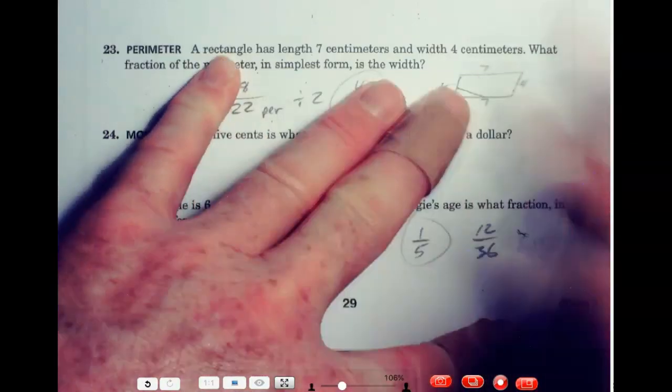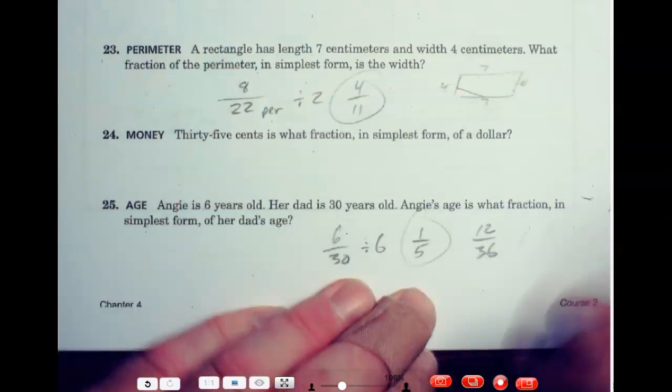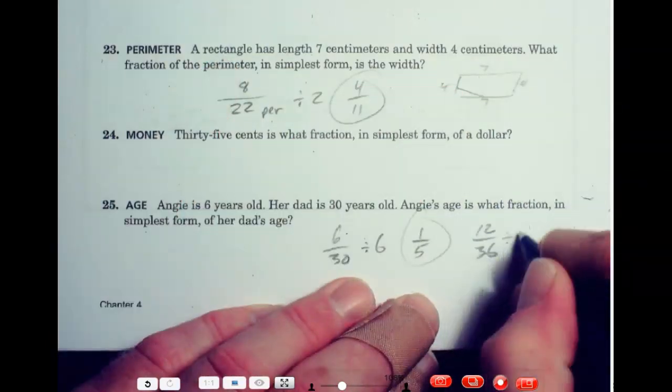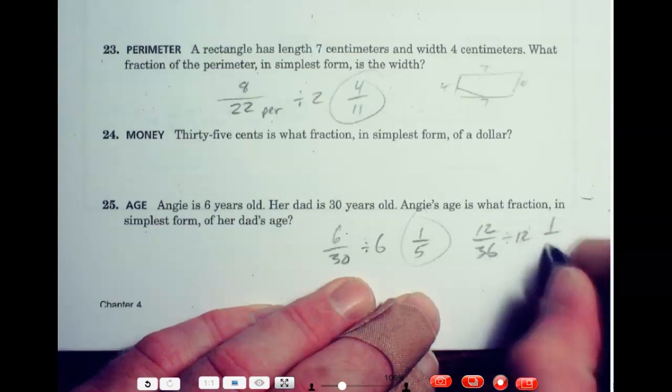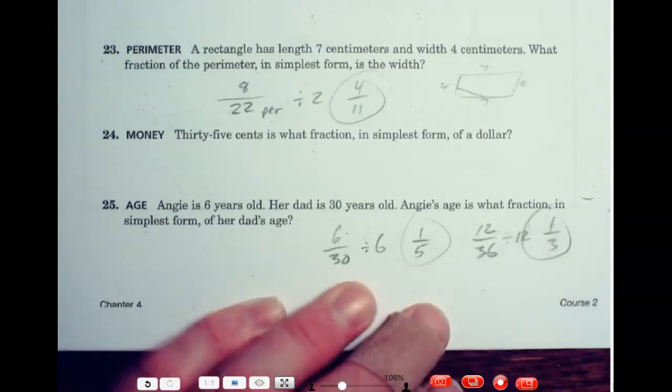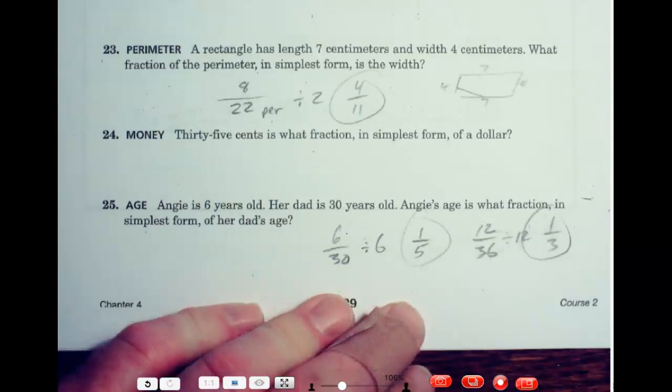I'm running out of paper, so we'll do that. I can divide them both by 12. 12 divided by 12 is 1. 36 divided by 12 is 3. So when she's 12 years old, she'll only be 1/3 the dad's age.